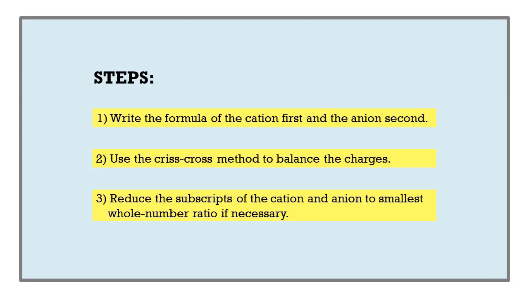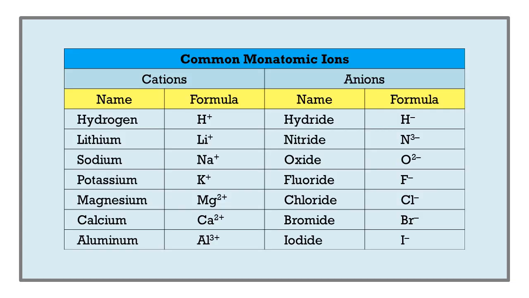These are the 3 steps that we should follow when writing formulas for binary ionic compounds. Number 1. Write the formula of the cation first and the anion second. In order to do this, we need to memorize the formulas of some cations and anions. Here is a list of the common monatomic ions and their corresponding formulas. Kailangan nating i-memorize ang mga ions na to para maisulat natin ng tama ang formula ng isang ionic compound.